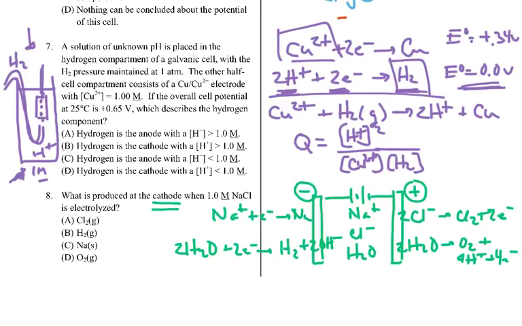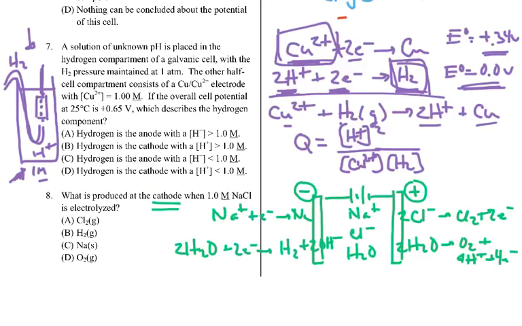Okay. The other one is copper, and we've seen that a couple times. So copper picks up electrons, becomes copper. That's positive 0.34 volts. So the reaction is my copper ions will react with my hydrogen gas. Copper ions and hydrogen gas turn into hydrogen ions and copper metal. So I can write a Q, okay, and I get hydrogen ions squared over copper ions and hydrogen gas.